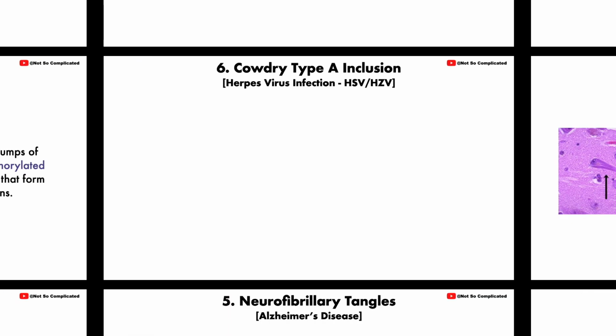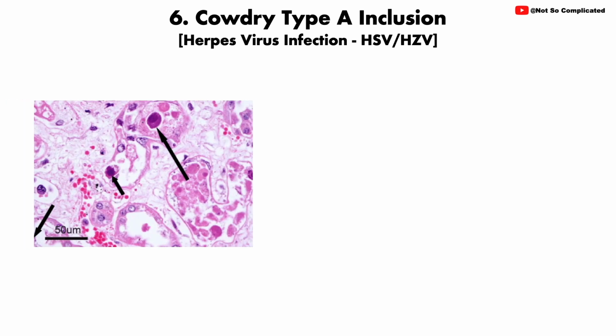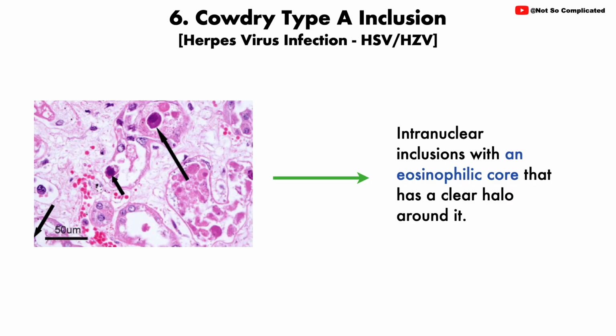All right, so the sixth one we have is Cowdry type A inclusion. These are present in herpes virus infection, HSV, herpes simplex virus, or herpes zoster virus. This is how they look, and they are intranuclear inclusions with an eosinophilic core that has a clear halo around it. Remember this point, that it has a clear halo around it.